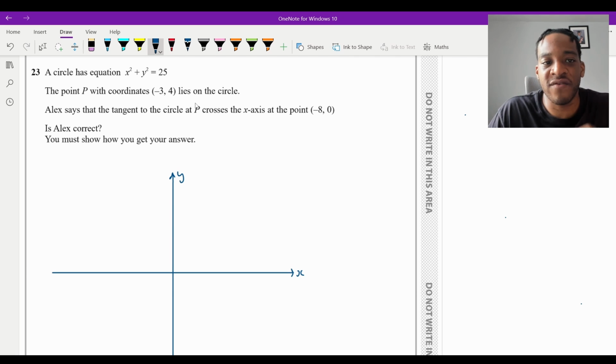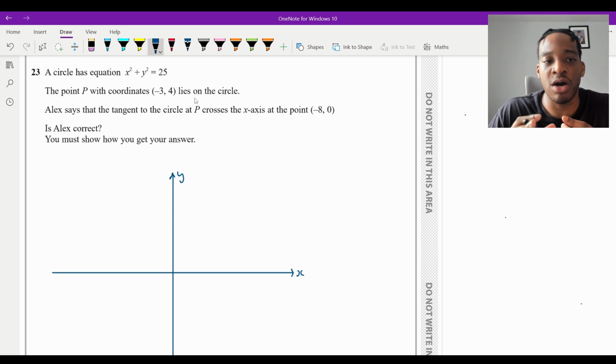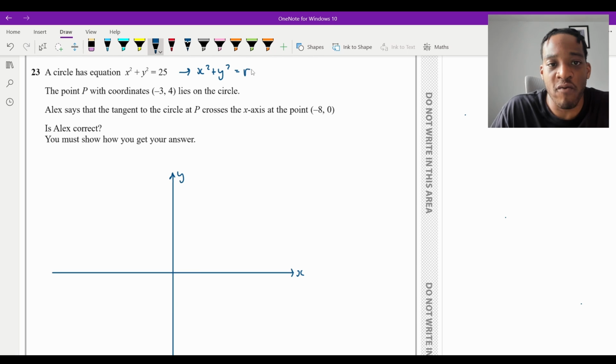Firstly, we're dealing with an equation of a circle. What you should remember is your general formula for the equation of a circle, and that is x squared plus y squared is equal to r squared, where your center is at the origin 0, 0. Don't worry, in GCSE they don't ask you questions where your center is not at 0, 0. But the general formula is x squared plus y squared is equal to r squared, where r represents your radius. Now in this case, we can see that the number on the end is 25.